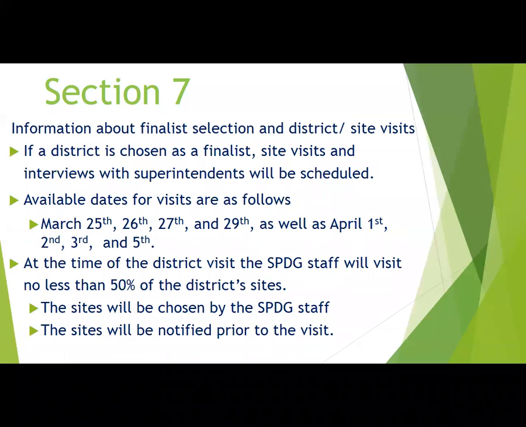In section 7, again, we talk about finalist selection for district and site visits. If a district is chosen as a finalist, there will be district and site visits, and interviews with the superintendent will be scheduled. So we have dates that we've already selected as available dates to visit. They are March 25th, 26th, 27th, and 29th, as well as April 1st, 2nd, 3rd, and 5th. In the application, you will be given an opportunity to choose your preferred dates, and we will do our very best to accommodate that for you. If we can't, I will give you a phone call and I will work with you as closely as possible to get there on the best date possible for you.